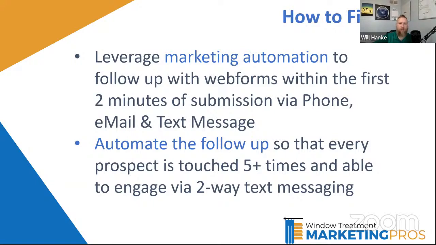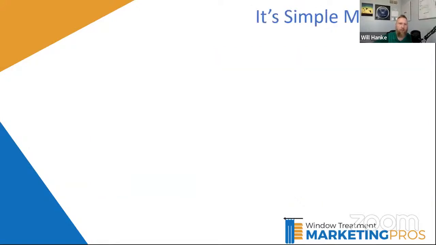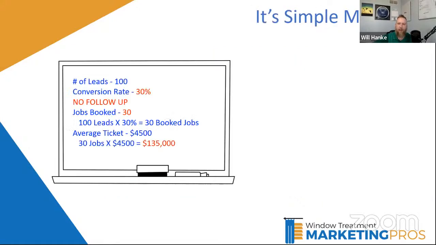So having some sort of system in place that immediately reaches out to them is great. And then, of course, having a follow-up sequence in place for somebody, to touch them multiple times and try to get them engaged with some sort of two-way texting if you can.